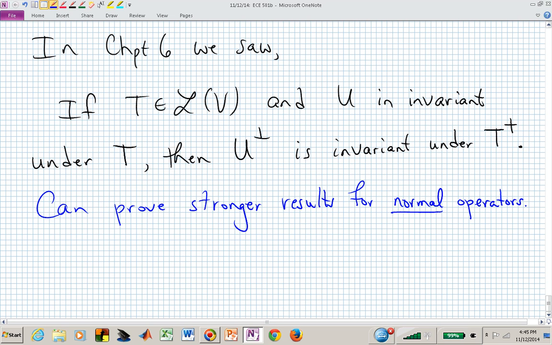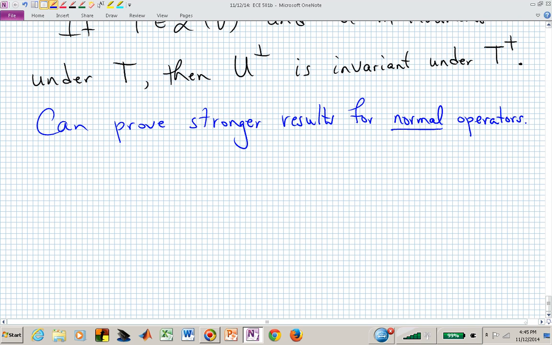Because in chapter 6, we were just worrying about subspaces and we weren't saying anything about the characteristics of our operator T. Now, if we restrict those to being normal operators, what more can we gain from that? So let's look now at proposition 18 in chapter 7.